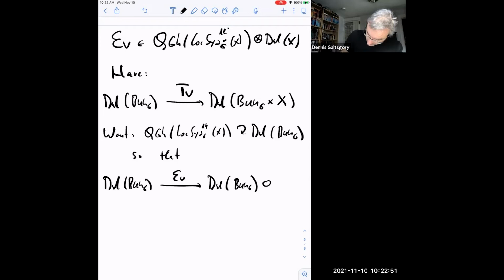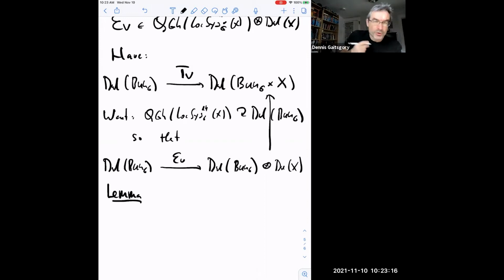So we have a slight discrepancy. For TV, the target was D modules on the product, and for EV, the target was the tensor product of categories. But we have a natural functor from the latter to the former, the external tensor product. And now we have the following basic lemma, which is specific to the category of D modules, and is basically the central part over which everything revolves in different sheaf theories.